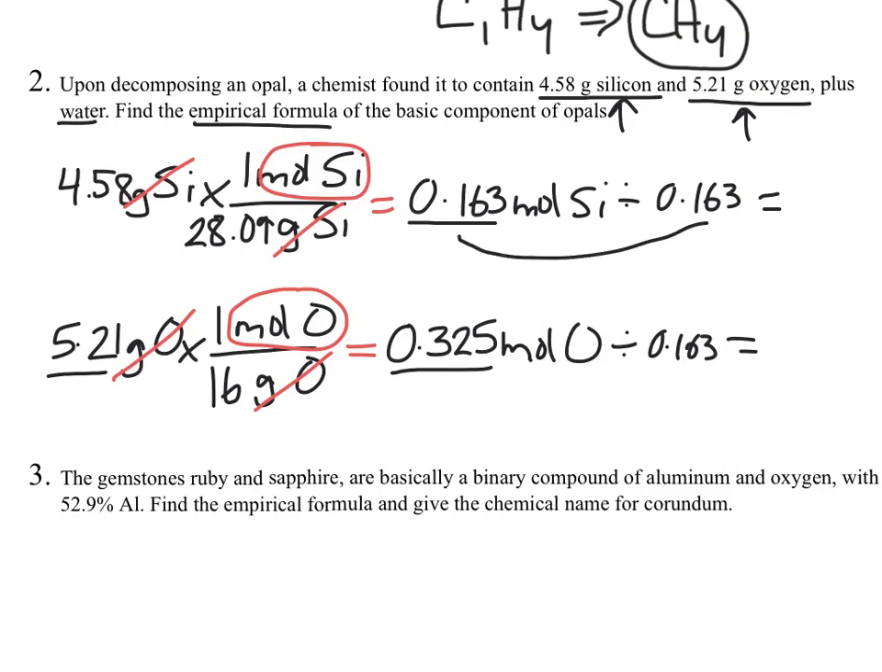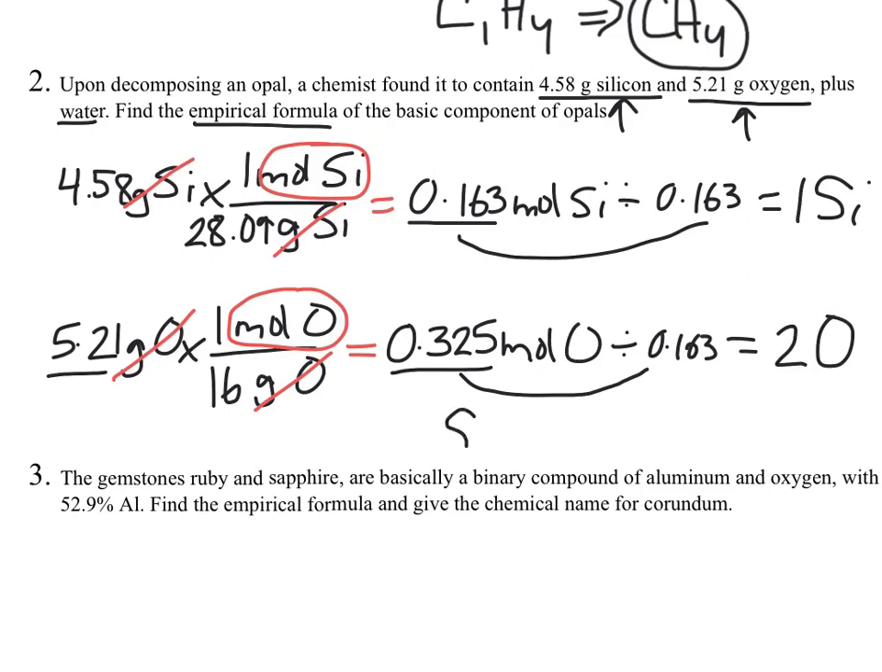Well, 0.163 divided by 0.1363 is 1. So you have 1 silicon. And 0.325 divided by 0.163 ends up being very close to 2. So about 2 oxygen. That's great because even though it wasn't exactly 2, maybe it was 1.999 or 2.00 something, as long as you're close, you can round it.